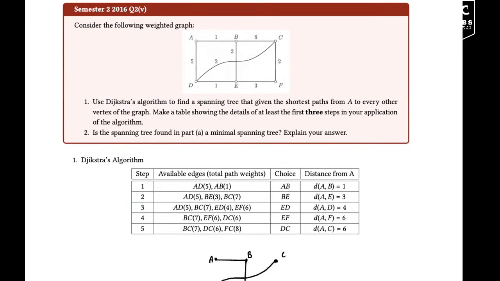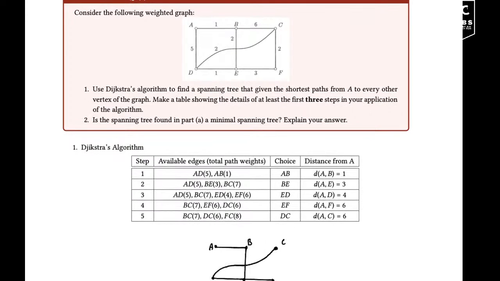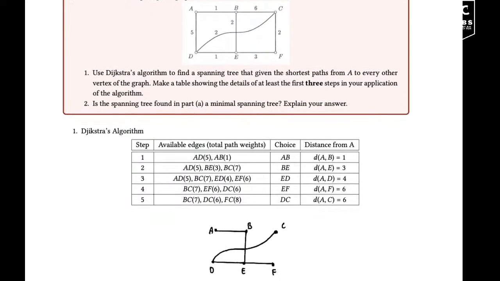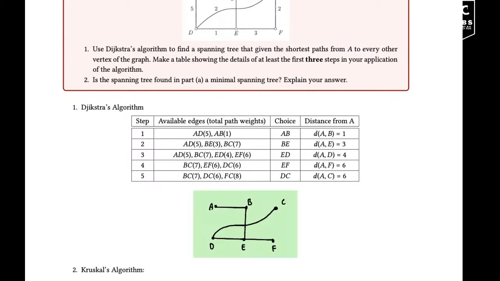Okay. So we have another question that's asking for Dijkstra's algorithm for a spanning tree that gives the shortest paths from A to every vertex of the graph. This question says to just show the first 3 steps, but I have all the steps out for you here. We've already gone through how to do this, so make sure to review it in your own time and see how this is actually the case.